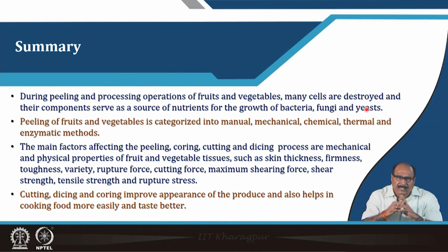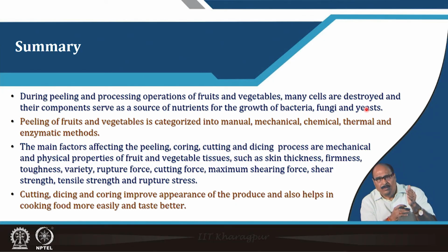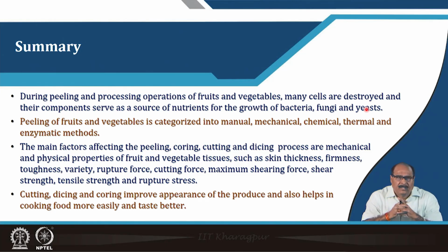So during peeling, these cares or precautions should be taken depending upon the commodity being used, as we discussed earlier in the case of water peeling, where losses of water soluble nutrients may occur. The main factors affecting the peeling, cutting, coring and dicing processes are the mechanical and physical properties of the fruit and vegetable tissues, such as skin thickness, firmness, toughness, variety, rupture force, cutting force, maximum shear force and shear strength, tensile strength, rupture stress, etc.